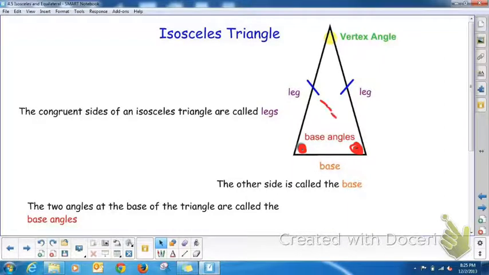And they just happen to be across from the legs. And then this other angle, the one at the top where the two legs meet, is called the vertex angle. So you would want to draw this isosceles triangle and label its parts. The two congruent sides are called the legs, the non-congruent side is called the base. The angles that are across from the legs that lie on the base are called the base angles. And the angle that's formed by the two legs is called the vertex angle.